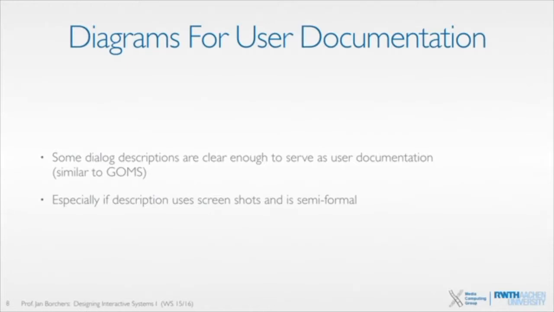There are more ways of doing this. Sometimes you have descriptions of your dialogues, for example in GOMS, that are so clear that these descriptions that we just saw can actually serve as documentation. So what I'm trying to say here is, if you go through the pain of drawing a state transition network for your design team, it may actually turn out to be a useful resource to write documentation based on that as well, since it very clearly says what happens when.